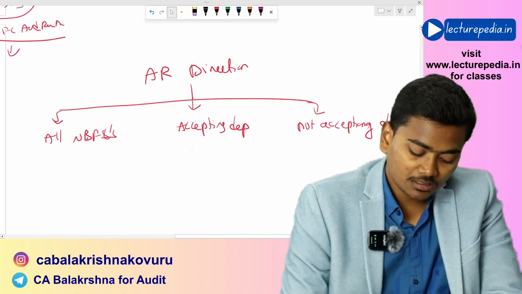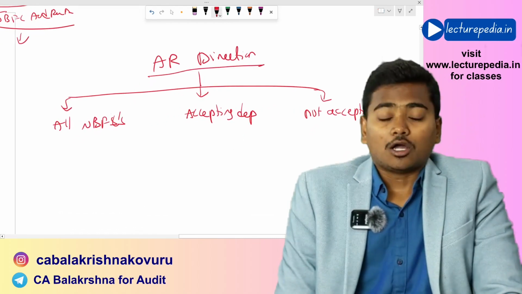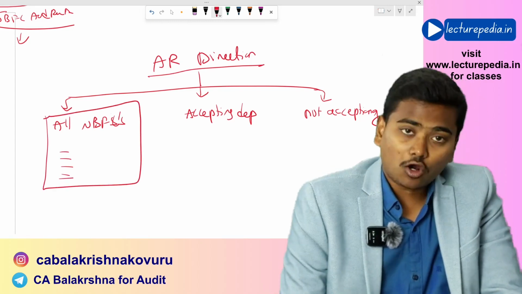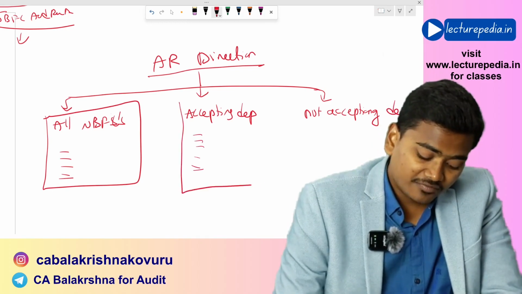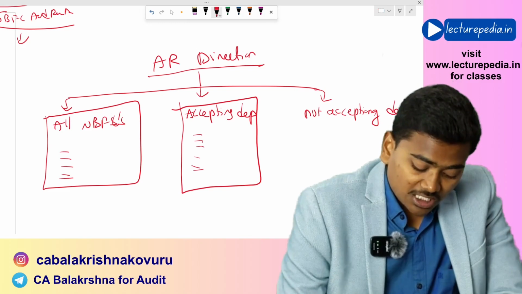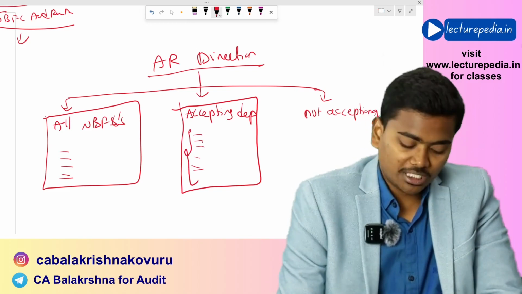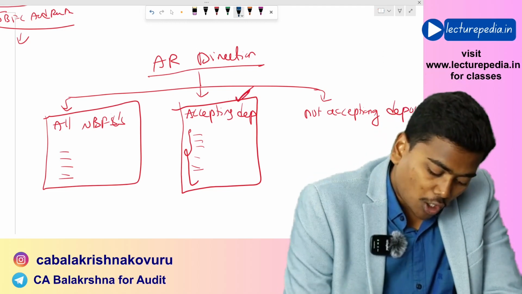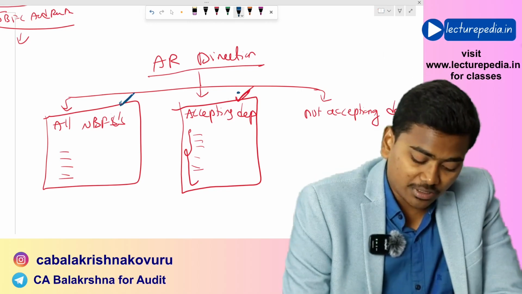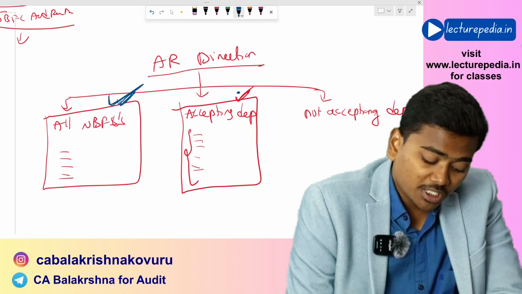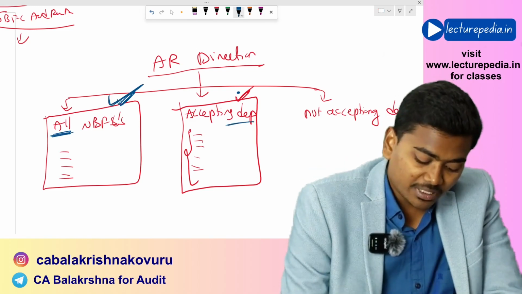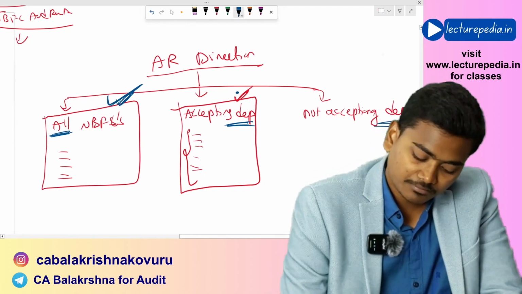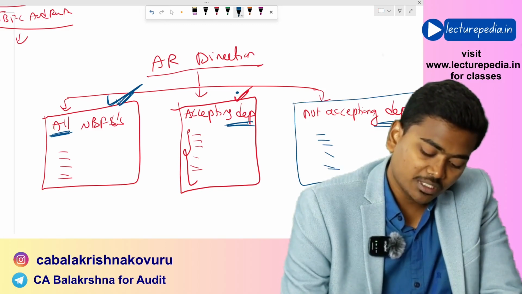Now the auditor needs to report on these points for all NBFCs, and the auditor needs to report on these points for NBFCs accepting deposits. These are specific points that have to be reported in case of NBFCs accepting deposits. Along with these points, the auditor needs to report on the common points also for these NBFCs, because those points are to be reported for all NBFCs, including NBFCs accepting deposits and NBFCs not accepting deposits. And there will be certain specific points for NBFCs not accepting deposits.